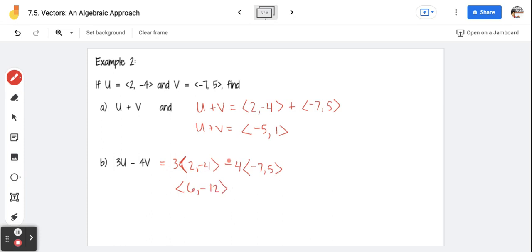And I'm going to go ahead and do this just to make it a little easier here. So -4 times -7 would make that +28. -4 times 5 would make that -20. And then I can add the two vectors by just adding their horizontal components and then the vertical. So 6 and 28 is 34. And -12 and -20 is -32. So the resultant vector for that one would be +34, -32.